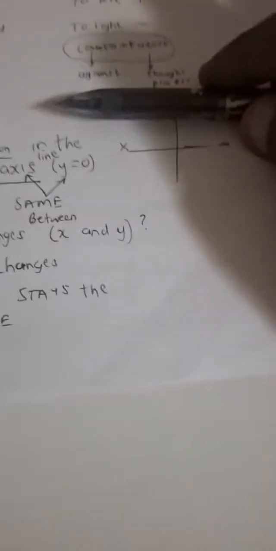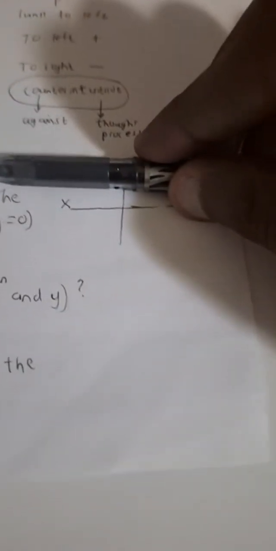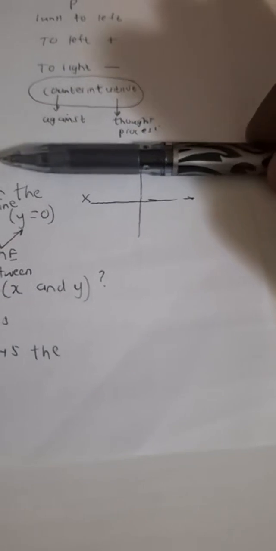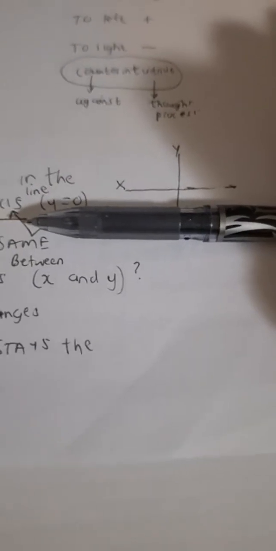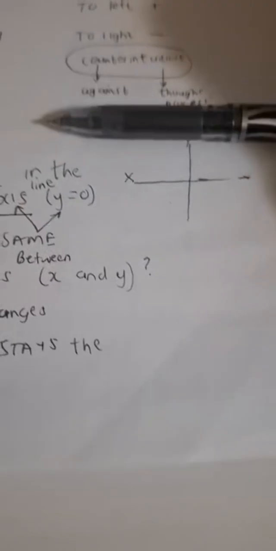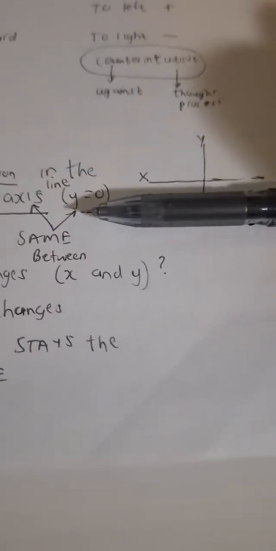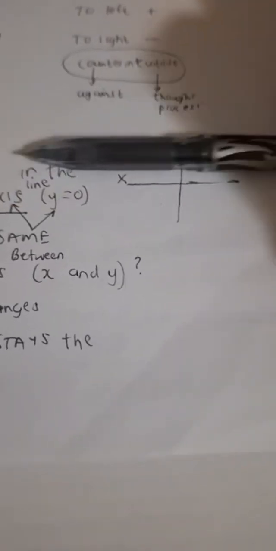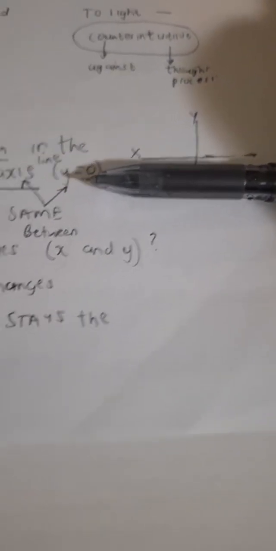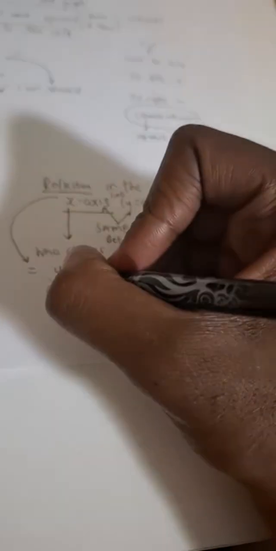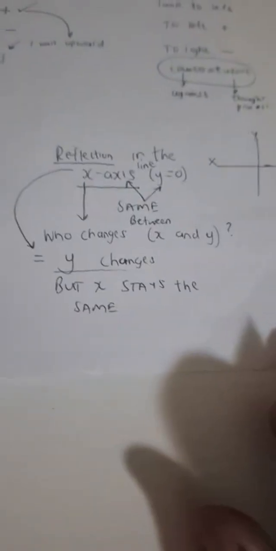So in doing that, who is changing? Remember, if let's say something was here, and then it reflects and comes to this side of the x-axis, as you move this thing, what is happening? Who is changing? y was a certain value because y here is positive, but all of a sudden when you move to this side, y is no longer positive, but y is negative. Hence we are talking about who is changing. It's y.